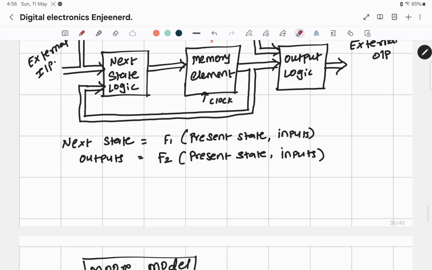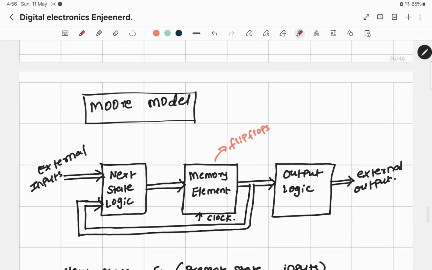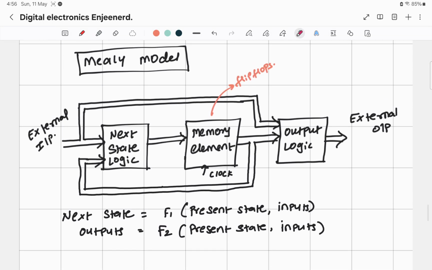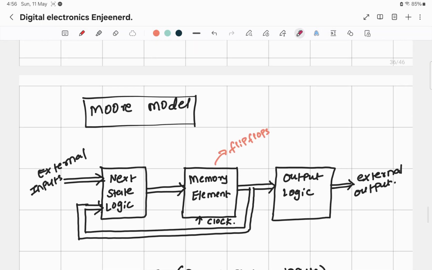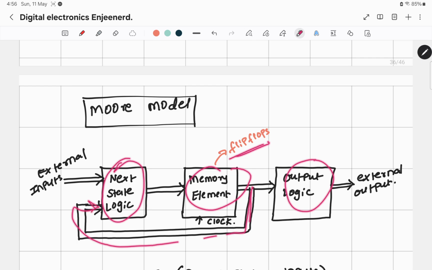When we move on to the Moore model, the only difference that you see between this Mealy model and the Moore model is that your output is no longer dependent on your external inputs. This is not happening. So what do you have? Again, you have a next state logic, which is your combinational gates. This is also combinational gates. This is your memory element, which is flip-flops. You have the present state coming back to create the next state logic.